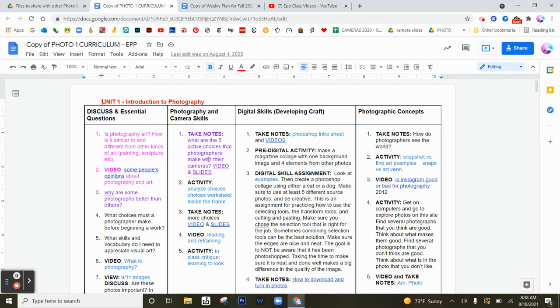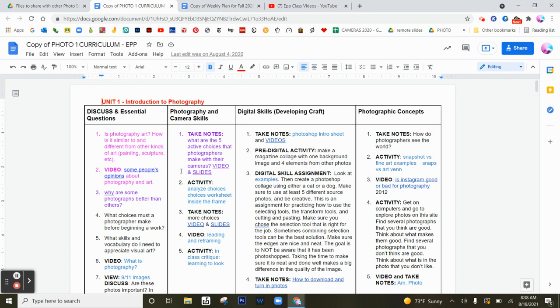I have some photography and camera skills. That would be composition and technical skills of how to use their cameras. There's also digital skills. We do Photoshop during the class. And those, again, are cut into chunks. I teach them a couple skills, they do an assignment to show that they have learned those skills. And then the next unit, they learn some more skills and they have to use those previous skills and the new skills and demonstrate that they understand and know how to use those tools. And then there's photographic concepts.